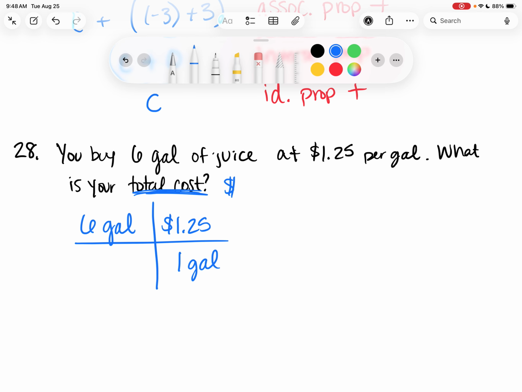The unit analysis says then that I can cancel gallons, okay, just like I can cancel other things. Like if I had a 6 on top and a 2 on the bottom, I'd reduce that to 3. It's kind of the same thing. Our units have to cancel as well. So anything that's on the top gets multiplied, anything on the bottom gets divided. So what I really have right now is 6 times $1.25 divided by 1. Okay, so what's $1.25 times 6? $7.50. Yep. $7.50. So that would be my total cost for 6 gallons of juice.